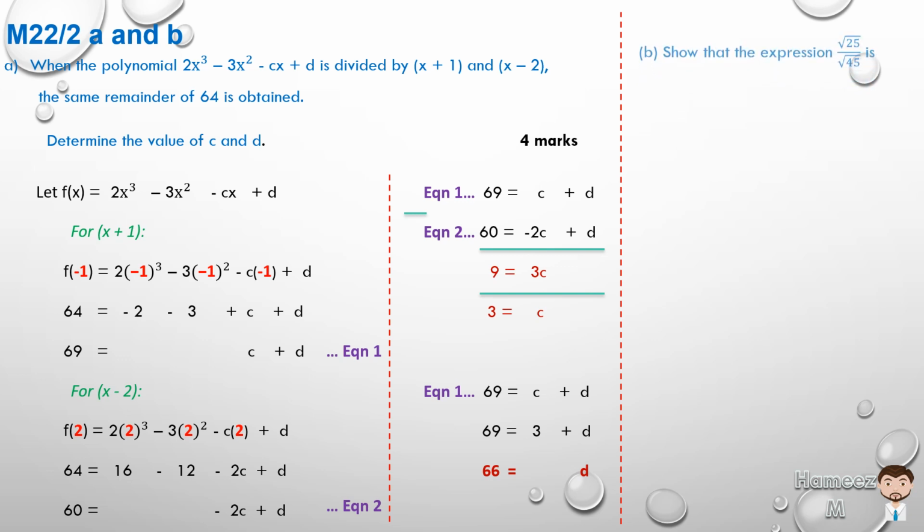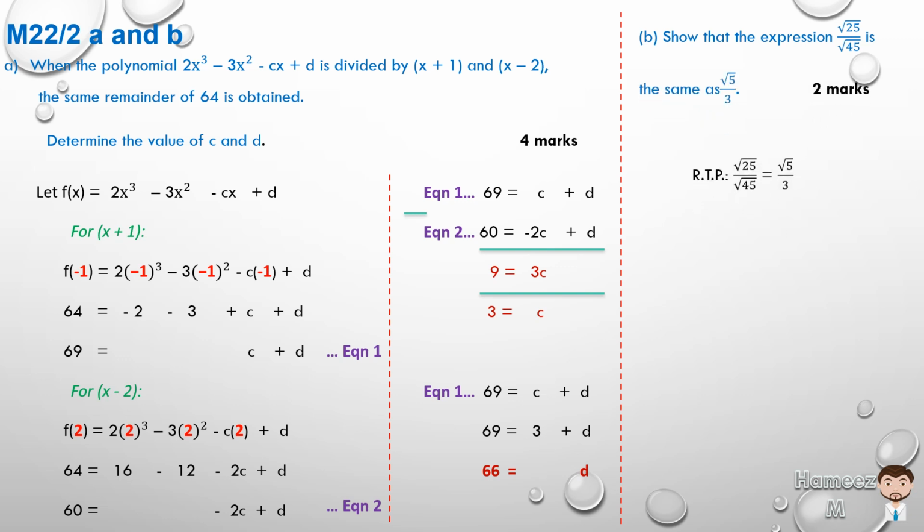Part B, show that the expression root 25 over root 45 is the same as root 5 over 3. So we're required to prove that. And this falls under the topic of surds, indices and logarithms.